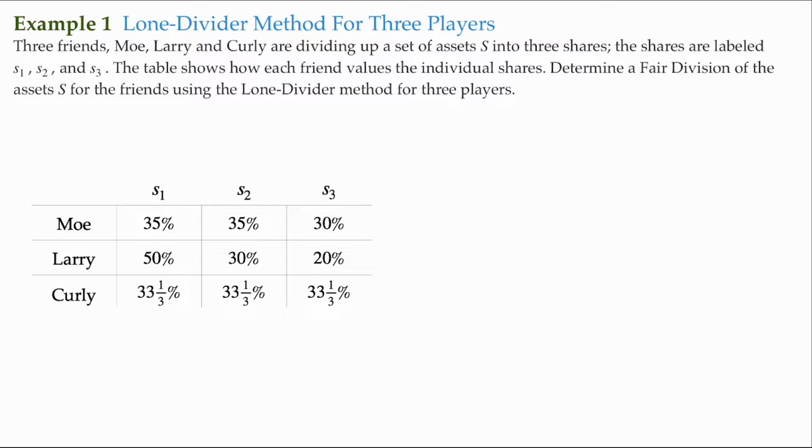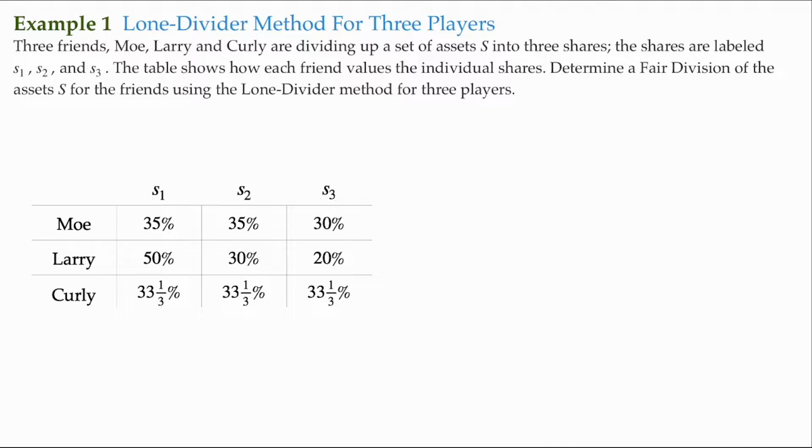Now we saw in the previous section that the divider-chooser method is a very common fair division method for dividing up a continuous asset. However, that method only works when there are only two parties involved. So when there are more than two parties involved, we utilize a similar method known as the lone divider method. For this example, we're going to be using the lone divider method for 3 players.